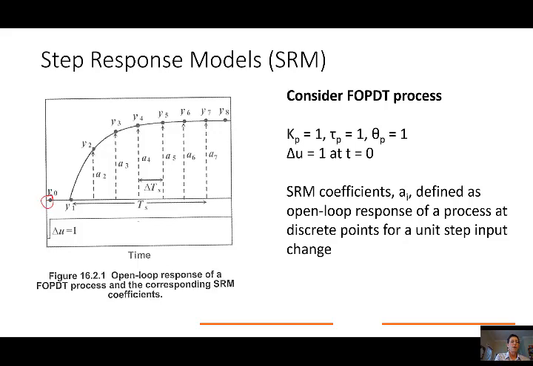So in this example, we have a simple process, first order plus dead time process. Here at time 0, we make a unit step change in the manipulated variable or the input to the process, and we observe the first order response of the process. And we see that it comes to steady state out here around 7 time intervals, 8 time intervals down. So this shows these A variables. Those are the step response model coefficients, A sub i, defined as the open loop response of a process at discrete points for a unit step input change.